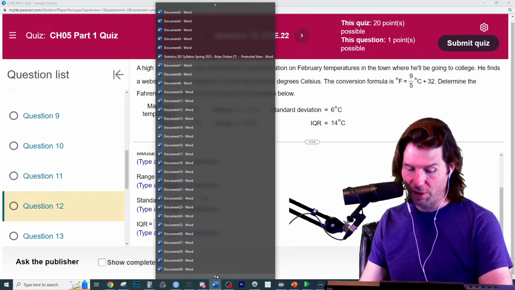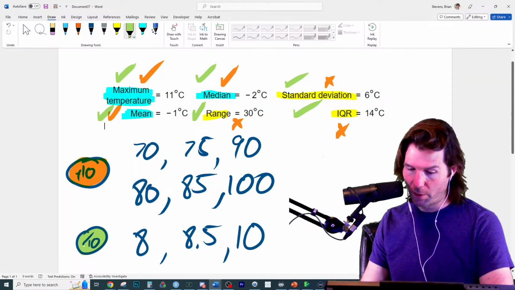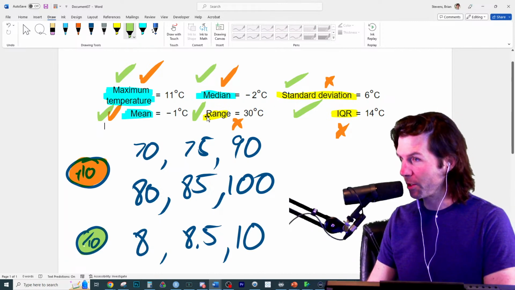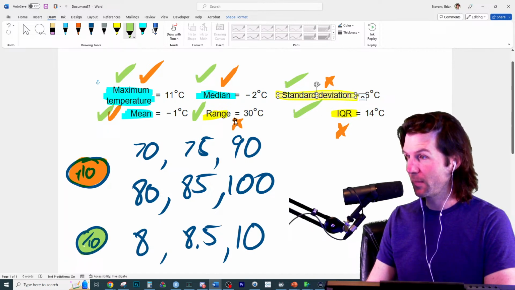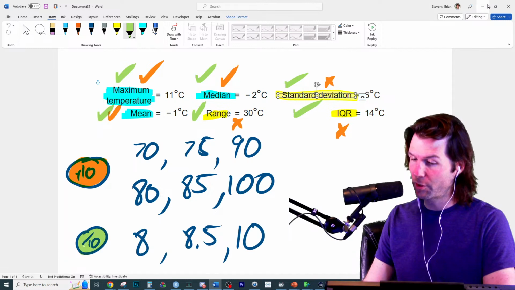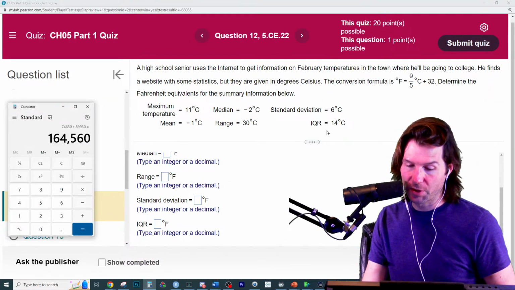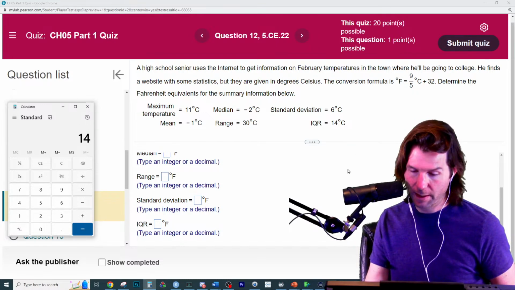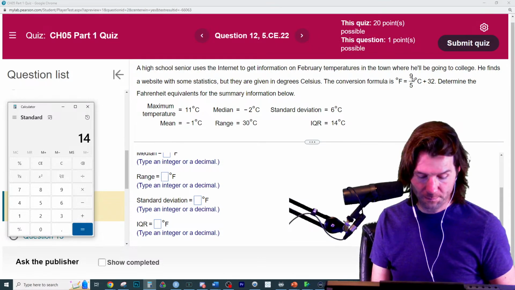So if we look at our cheat sheet right here, the measures of spread will only change by scaling. Does that make sense? We wrote a cheat sheet right here. The bottom 3 are measures of spread. So we're just going to take the IQR. The IQR was 14, and we're going to times the IQR by 1.8.